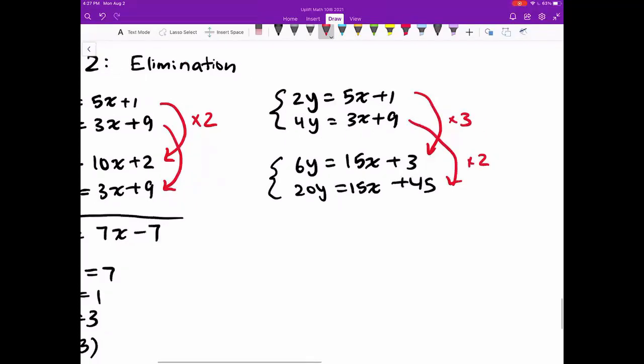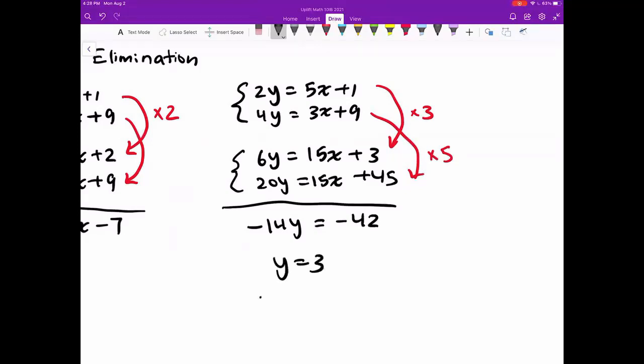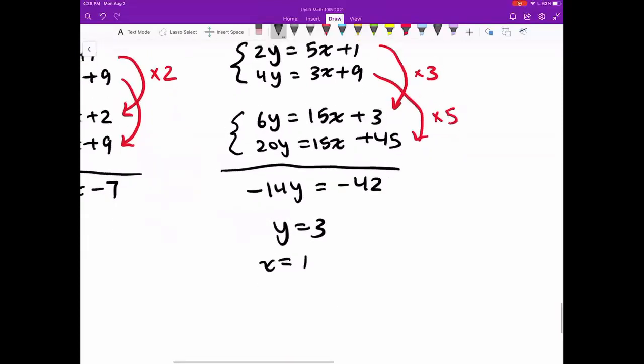again by subtracting. Oh, I don't think it's 2. Yeah, 5. So we can subtract, and we get negative 14y is equal to negative 42. So we can do y is equal to 3. So we can also see that this is the right answer.